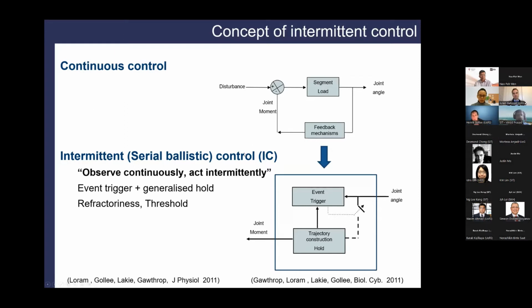The serial ballistic theory, introduced by Kenneth Craik initially in the 1940s, is based on the idea that you observe continuously, but you only act intermittently. In other words, you have an open loop trajectory which your limb follows, and you correct this based on intermittent feedback, based on some event trigger.